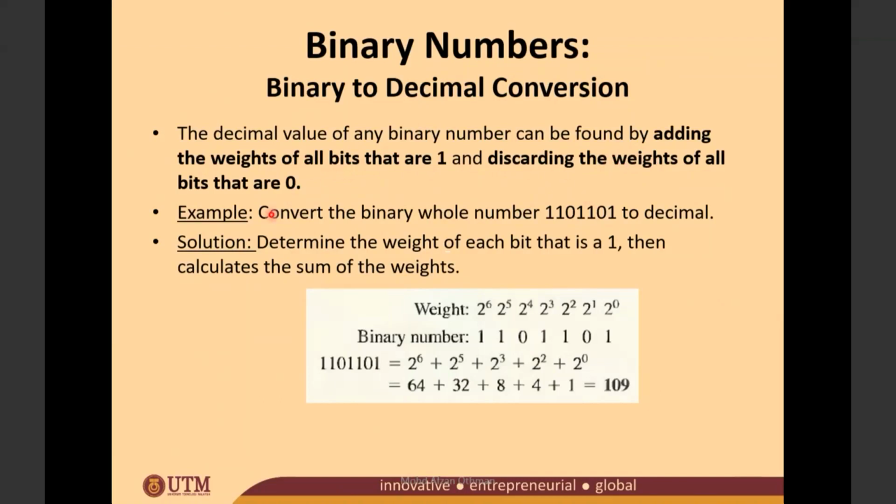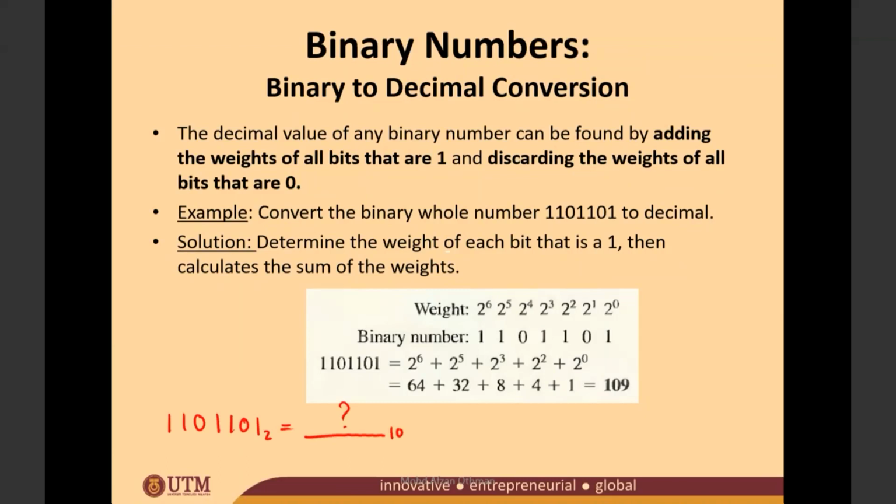Okay, so for example, you're going to convert the binary whole number, given that 1101101. Okay, dapatkan, tukarkan dia ke dalam bentuk decimal. Kamu ada yang ni value 1101101, this asas 2. Okay, dapatkan dia apakah dalam asas 10. Okay, macam mana nak buat?